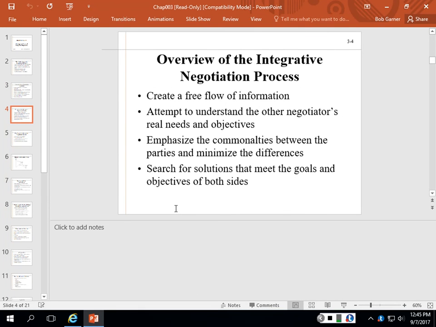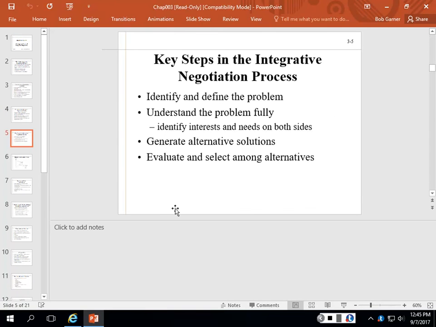All right, so what else do we have to do? Create a free flow of information. If one person's the only one sharing information, it becomes a disadvantage to the other party. You've got to understand the other party. Why are they asking for what they're asking for? That can give you a lot of insight. Emphasize the commonalities instead of the differences, and search for solutions that are going to be positive for both parties.